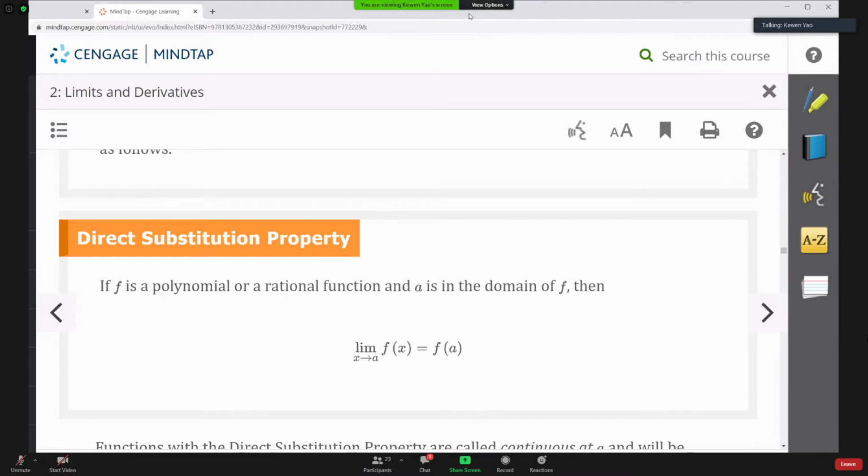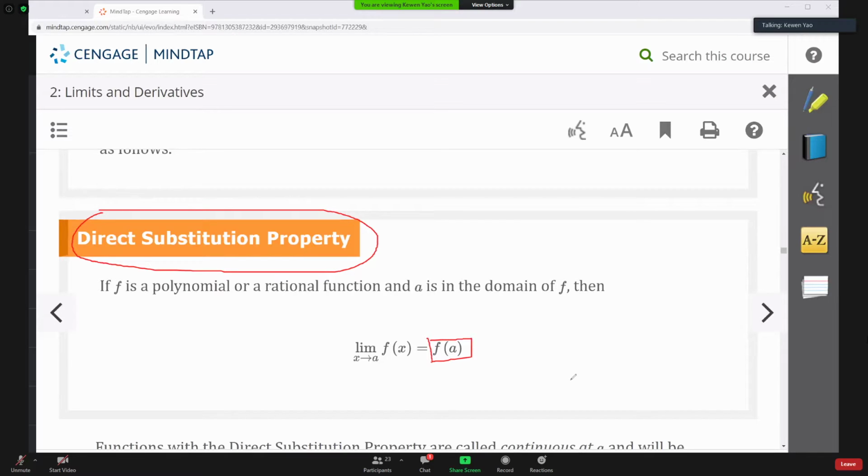Let me circle it. This will be heavily useful in the future, so please remember this. It's called the direct substitution property, or you can say DSP. What does it mean? If f is a polynomial or rational function and a is in the domain of f, then it's easier to find the limit. The limit of f(x) as x approaches a is just equal to f(a).